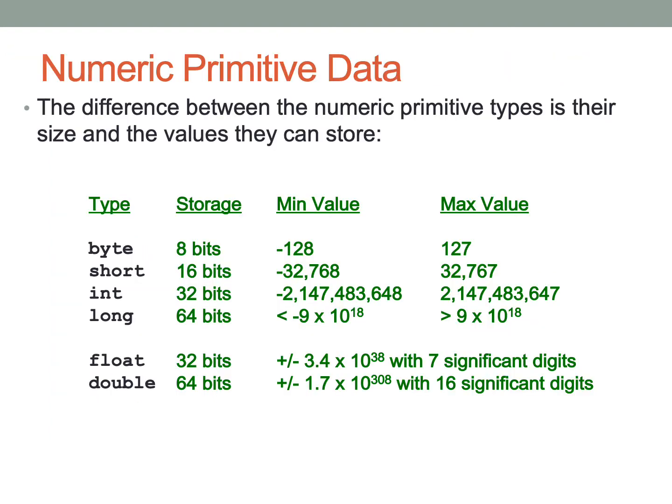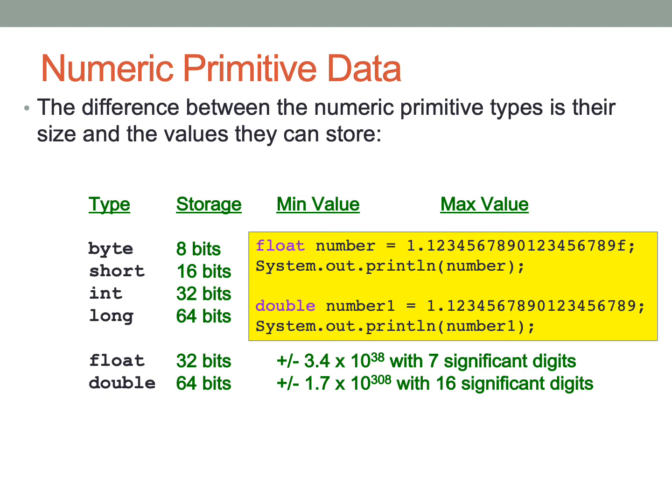Numeric primitive data. The difference between the numeric primitive types is their size and the values that they can store. For example, as we have seen and discussed in the class before, the precision in data type float and type double. Float can have 7 significant digits, while the type double can have up to 16 significant digits. We can run this code to see if this is correct by writing float number equal to 1.1234567890123456789f. Remember that for float, you have to write f at the end of it.